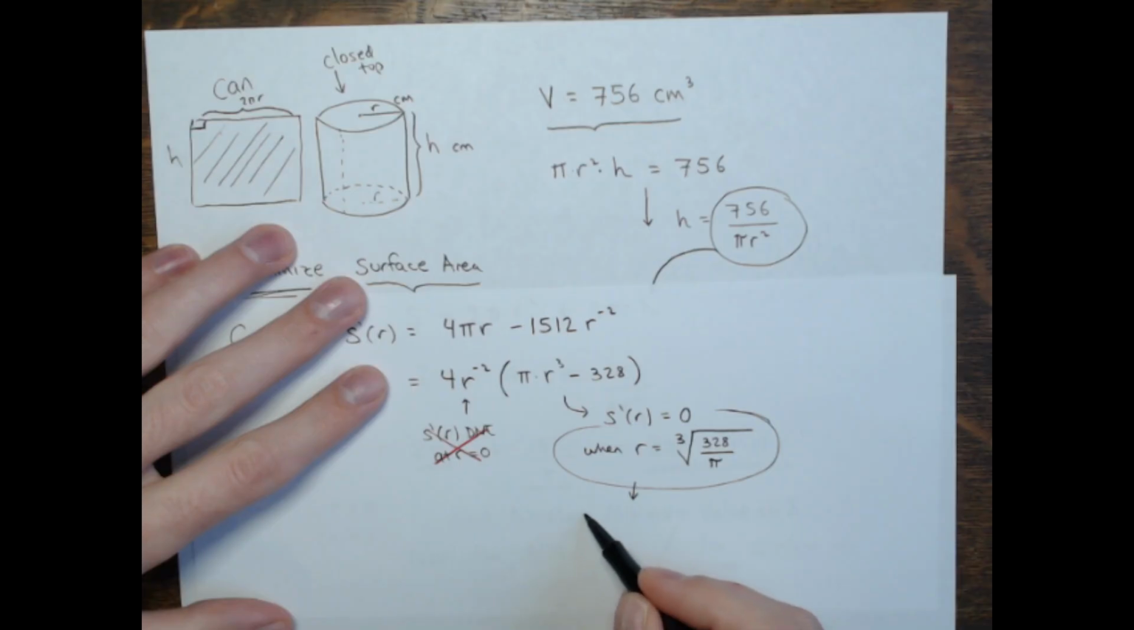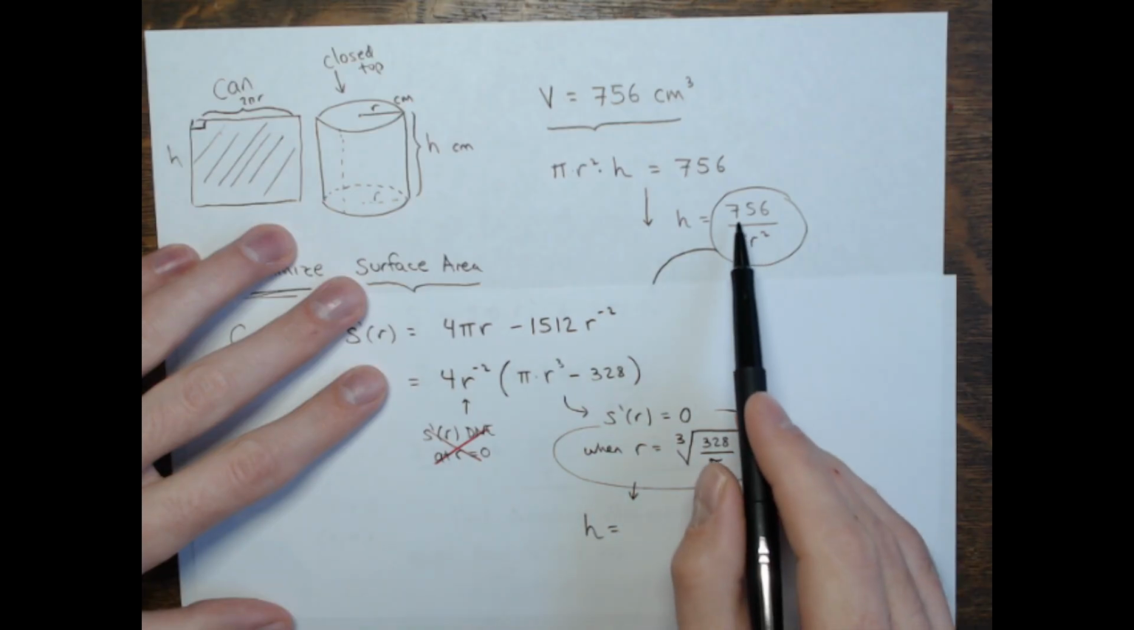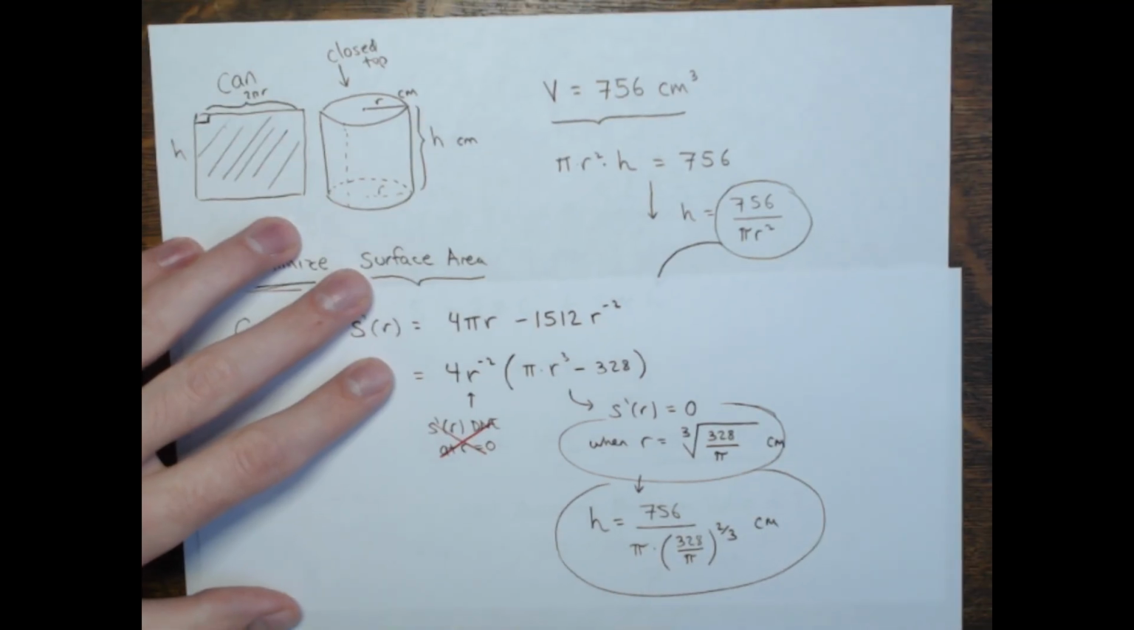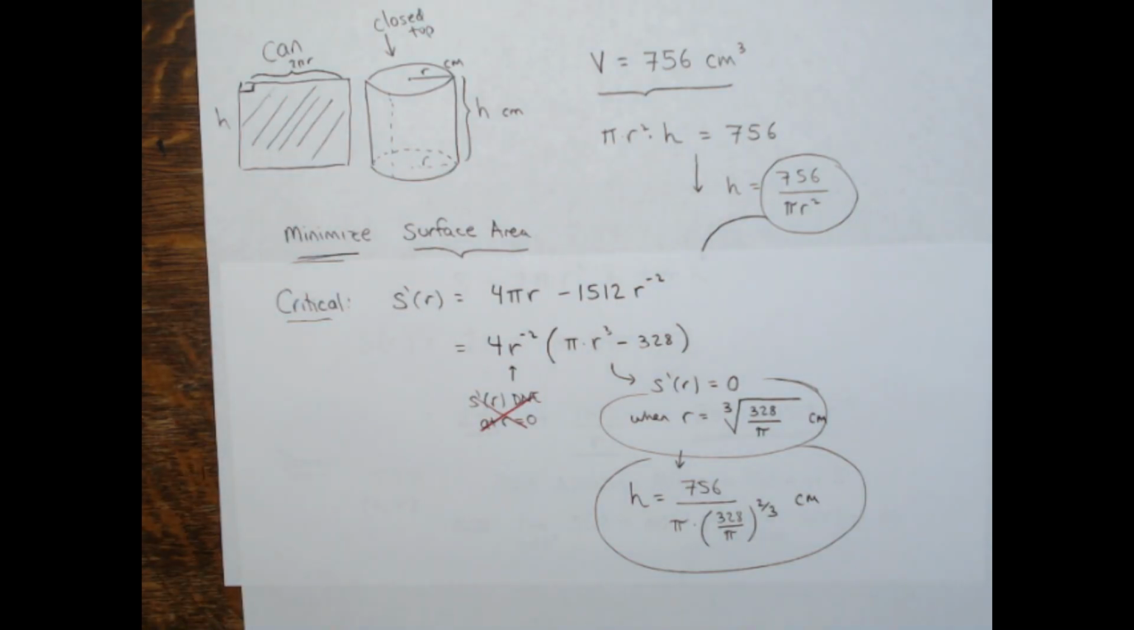And when this happens, the height, remember, has to be 756 divided by pi times this thing squared. So I'm just going to write this as 328 over pi, that's to the 1/3 power. So when I square it, that'll be to the 2/3 power. So r would have to be this many centimeters, and h would have to be this many centimeters, to minimize the surface area. Now let me doubly verify that.